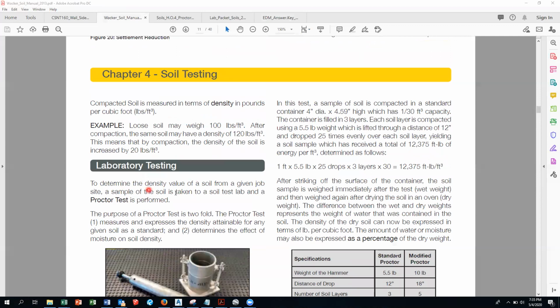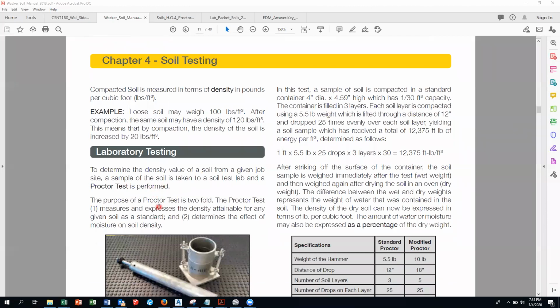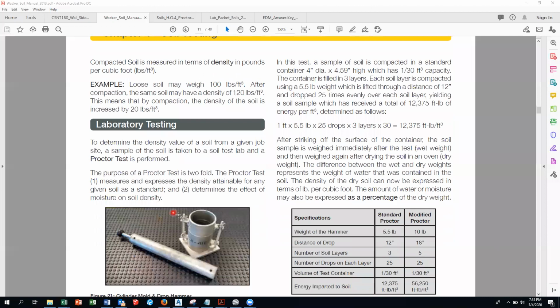So to determine the density value of a soil, and again, density is the same as unit weight, from a given job site, a sample of the soil is taken to a test lab and a Proctor test is performed. So the Proctor test is a lab test. It is predominantly a lab test. And that's the Proctor mold right there.